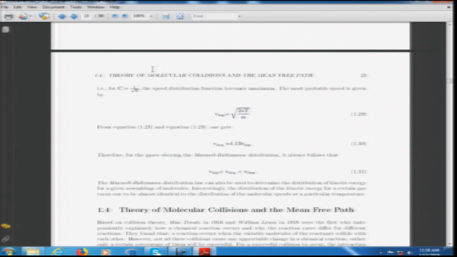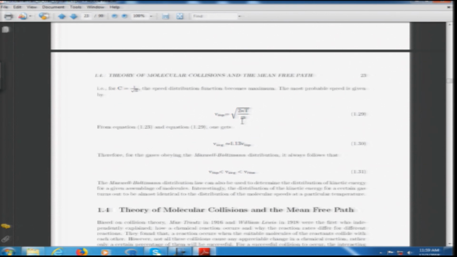Obviously, this shows from the maxima-minima principle that at this point the curve has a maximum. That means the most probable speed is nothing but the maximum obtained speed for a particular speed distribution for a constant number of molecules. Now, the most probable speed can be written as Vmp, subscript mp for most probable, is equal to square root of 2 kappa T upon m.